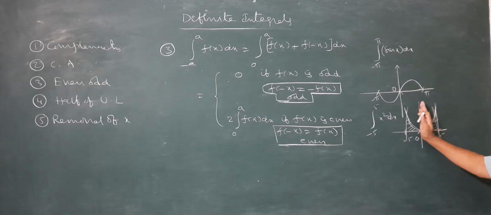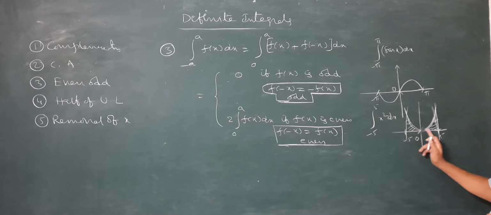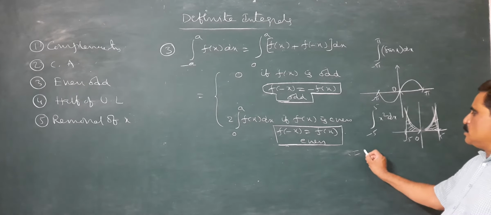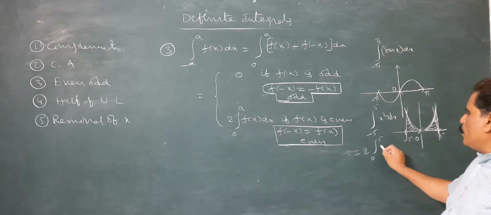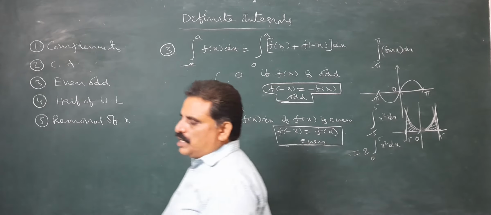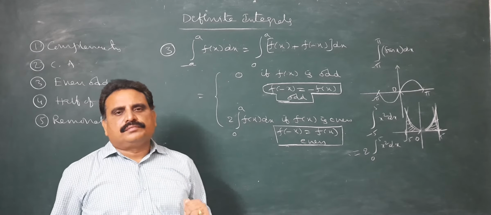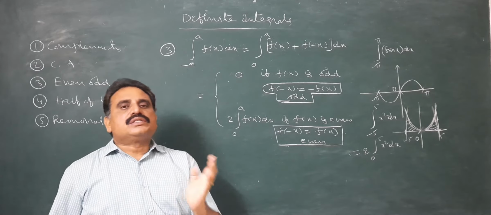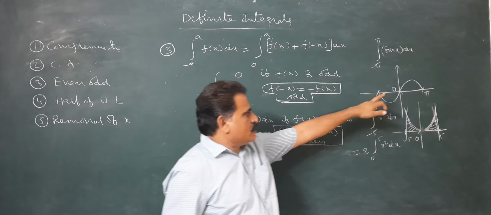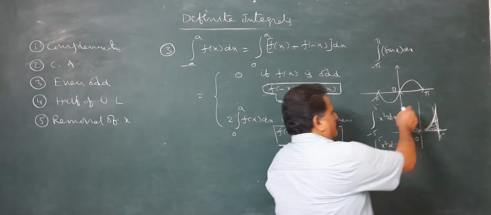So clearly the graph is symmetric about the y-axis. So the area from minus 5 to 0 is the same as from 0 to 5. That's why it is 2 times the integral from 0 to 5 of x squared dx. So my dear students, here the function is an even function, symmetric about the y-axis. An odd function is skew symmetric about the y-axis. Okay.